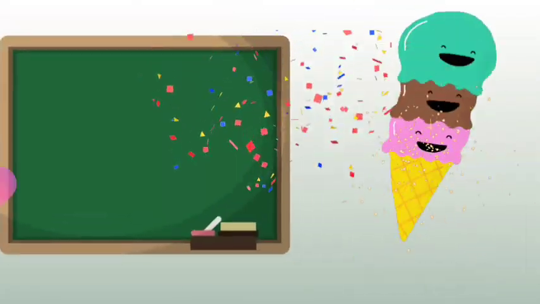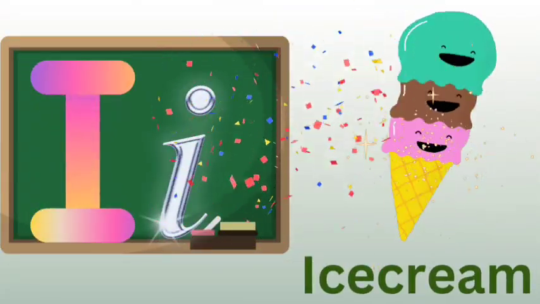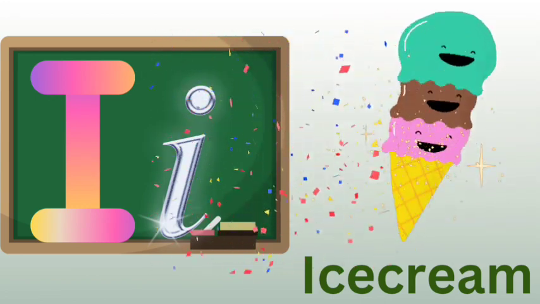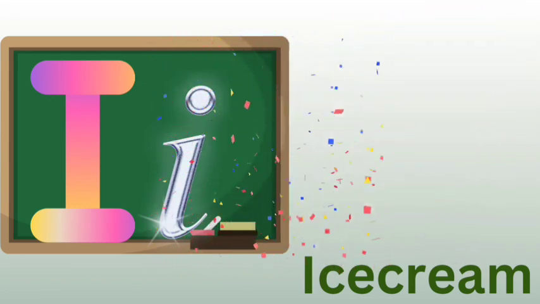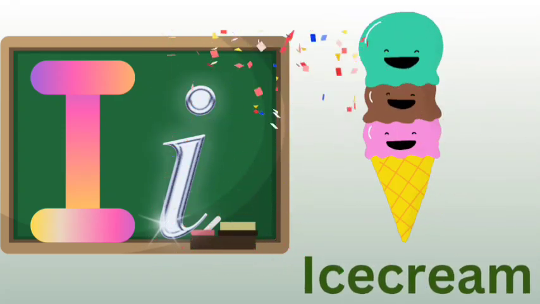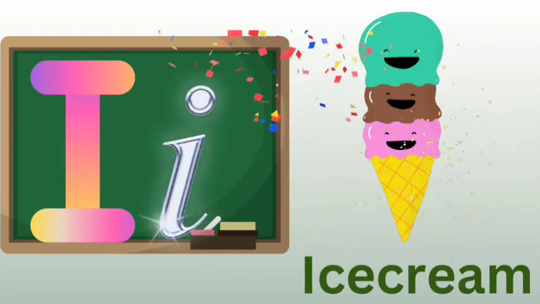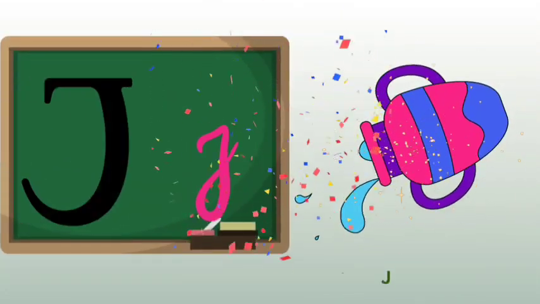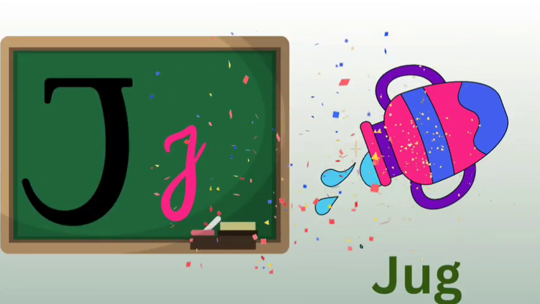I is for ice cream, ice cream, ice cream. J is for jug, jug, jug.